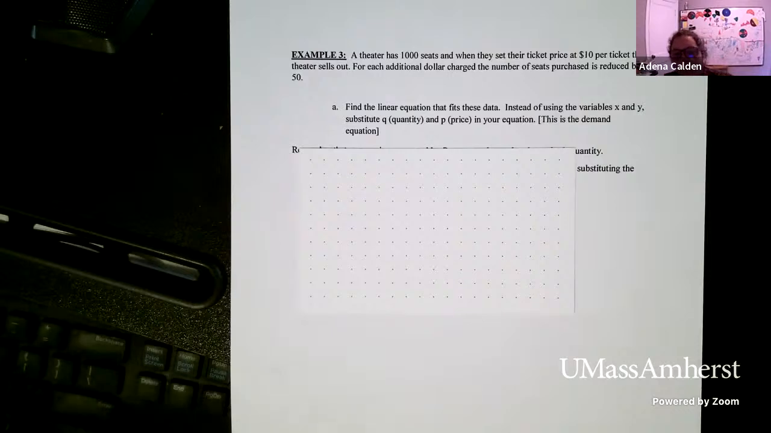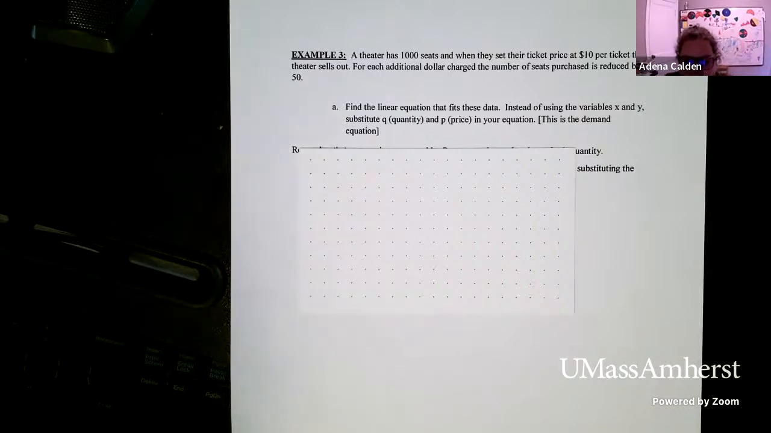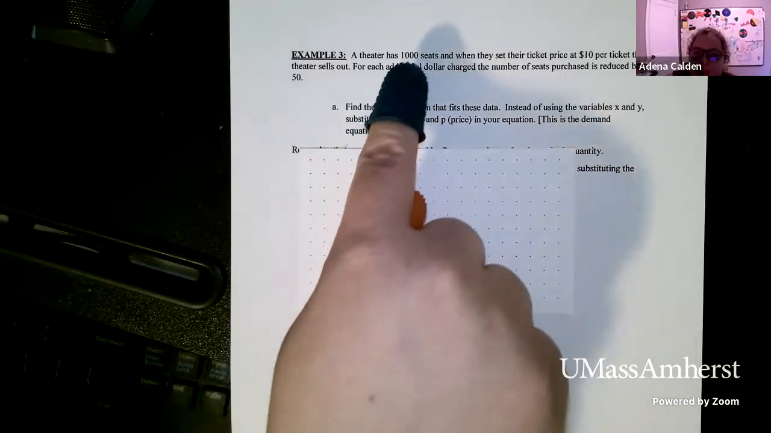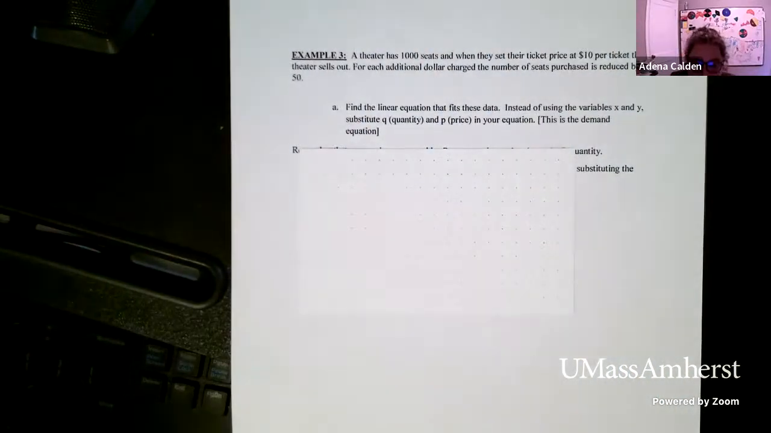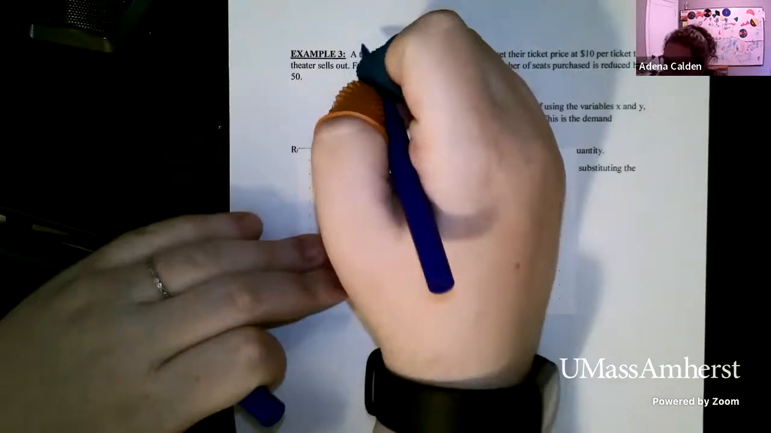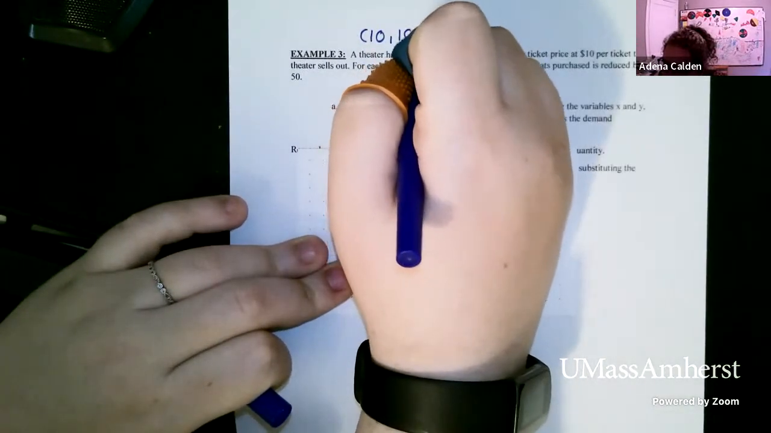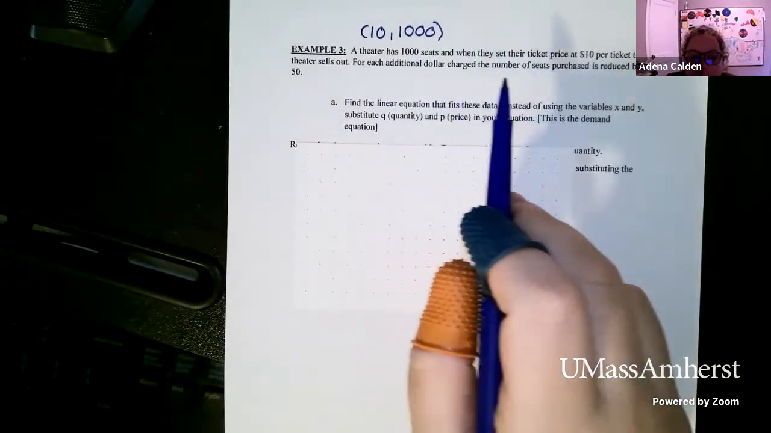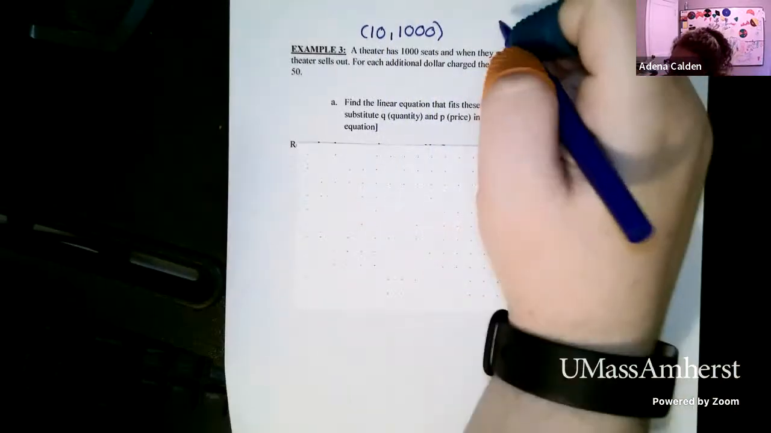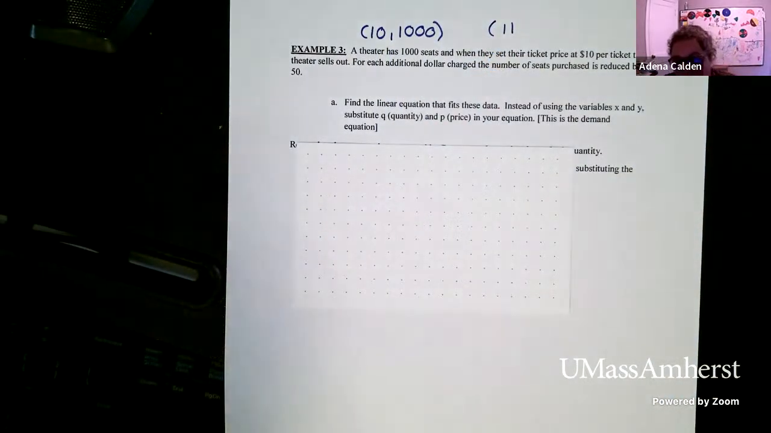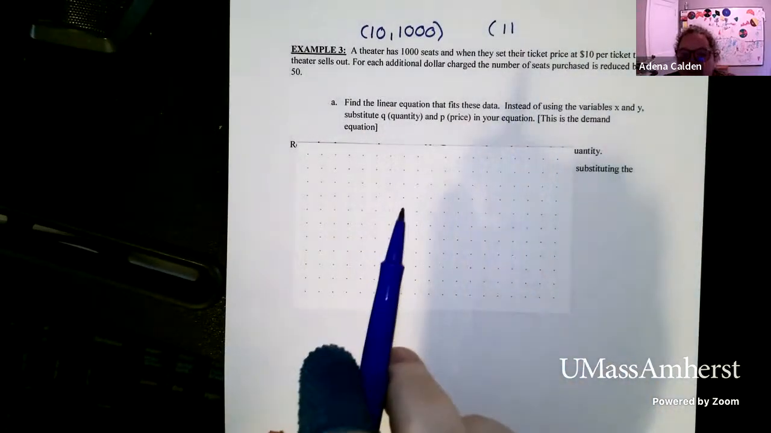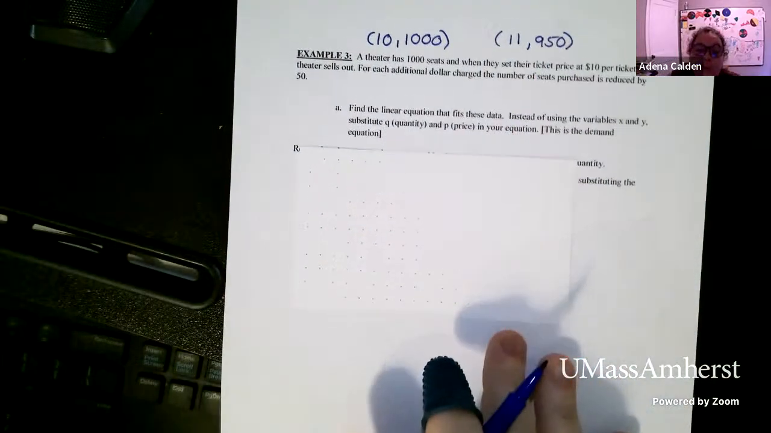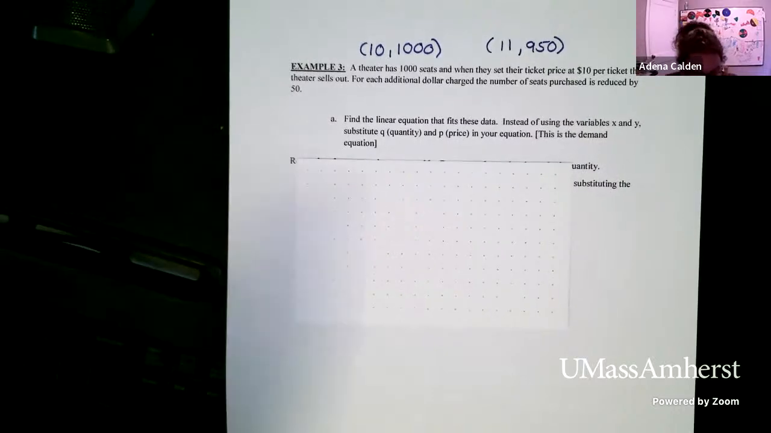Okay. So the first thing we want to do is find the linear equation that will fit this data, right? So what does that mean? We have this point here of 10 and 1,000. So I'm going to write that up here. And then we also have another point: for each additional dollar charged, if we change our 10 to an 11, that's one more dollar, the number of seats purchased is reduced by 50. So we have two data points about our situation here.